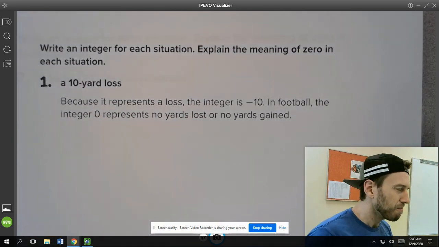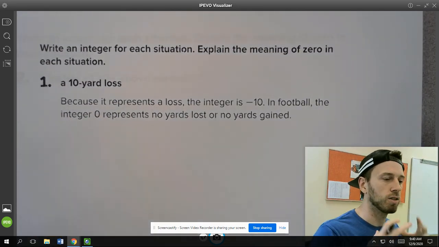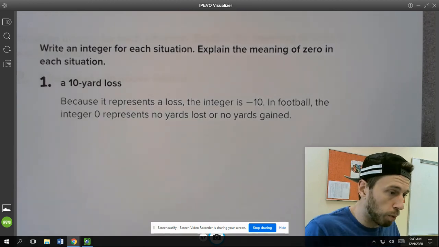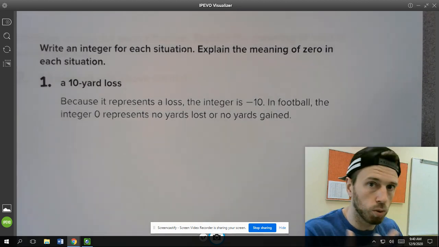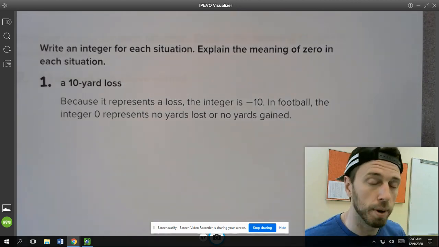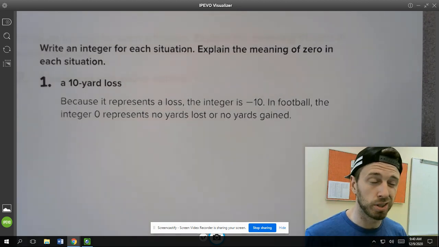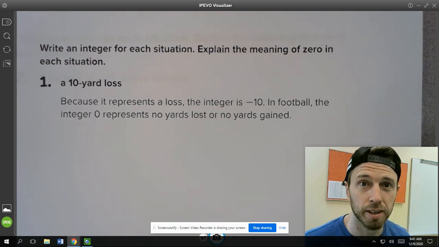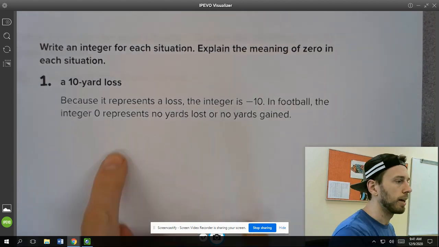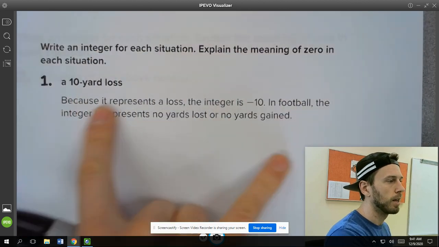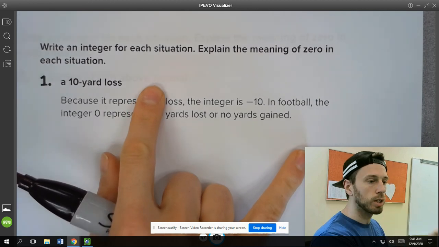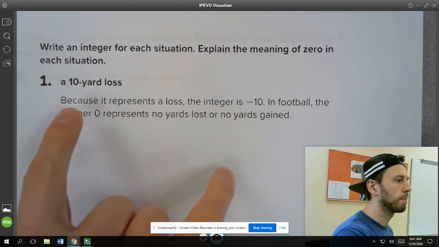The first type of question here is going to ask for a type of integer to represent a situation. Okay. Now this is going to require some kind of basic real world knowledge of things and maybe some vocab. So if you don't understand a word, guys, you're sitting at a computer. Google it. Find out the meaning of that word, right? So you're not looking silly. Okay, the first situation here is to explain or find an integer for the situation and explain the meaning of 0. Like, where does 0 go in this?